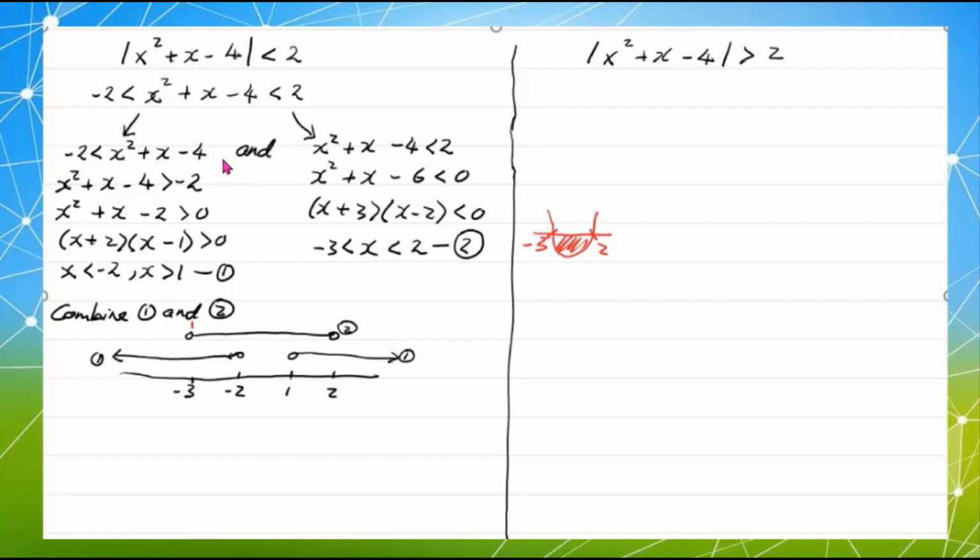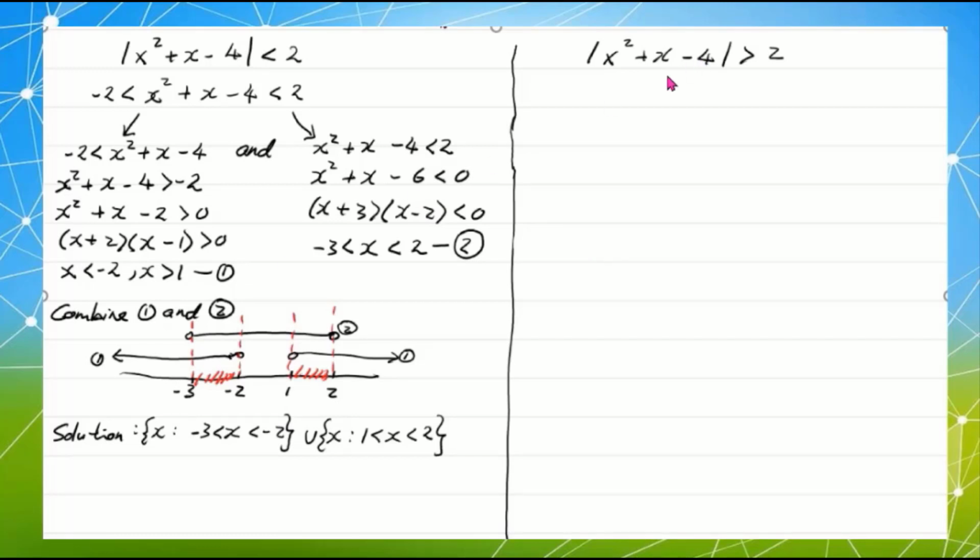Since the conjunction is AND, it means we need to take the section which consists of two arrow lines. That is from -3 up to -2, and from 1 to 2. So therefore the solution for this inequality is the value of x from -3 up to -2, and also from 1 up to 2.